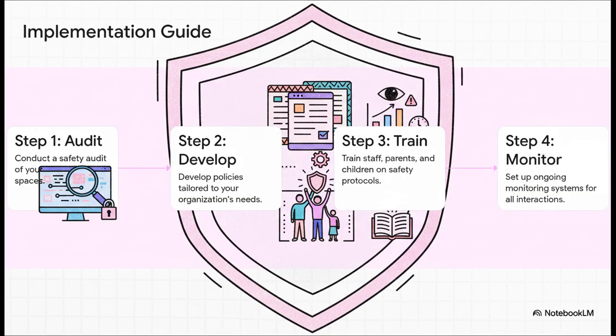But you know, a library of resources can be overwhelming. Where do you even begin? Well, keeH gives you a clear 4-step game plan, no guesswork. First, you audit where you are now. Then, you develop policies that actually fit your organization. Third, you train everybody. And finally, you monitor to make sure it's working. It's a real, practical roadmap.